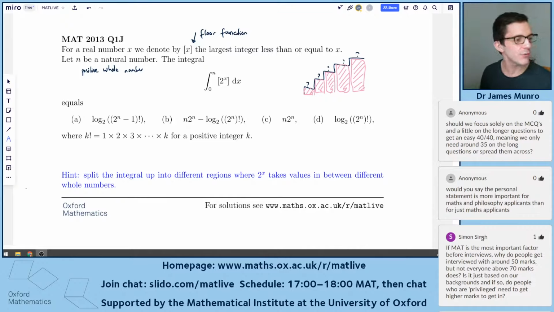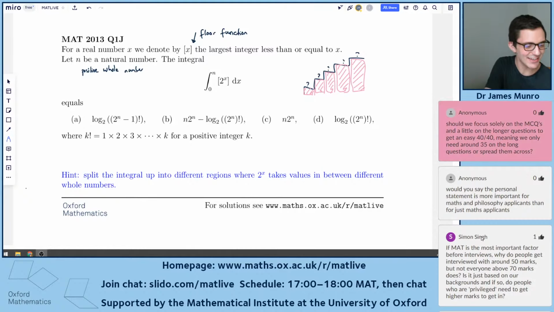Should we focus solely on the multiple choice questions and a little on the longer questions to get an easy 40-40? Meaning we only need around 35 on the long questions, or spread them across. Right, look at this question. Oh my word, this is strategy here. So this person's talking about trying to get 80 on the MAT. Their plan is to go full on the multiple choice questions at the start, ace those, get 40 marks, and then get 40 more marks on the longer questions, which I suppose is an aspiration that you can have.